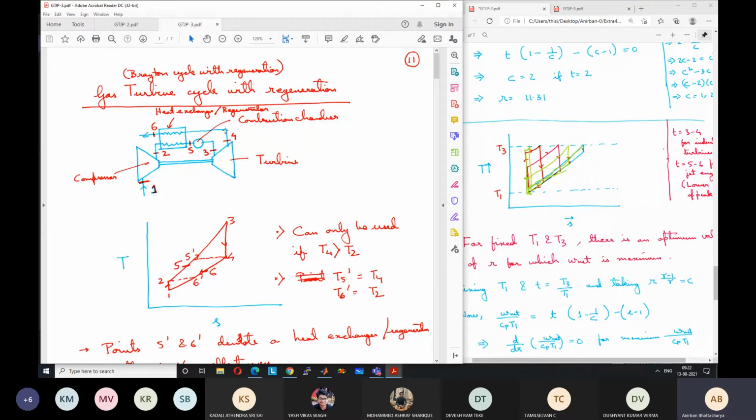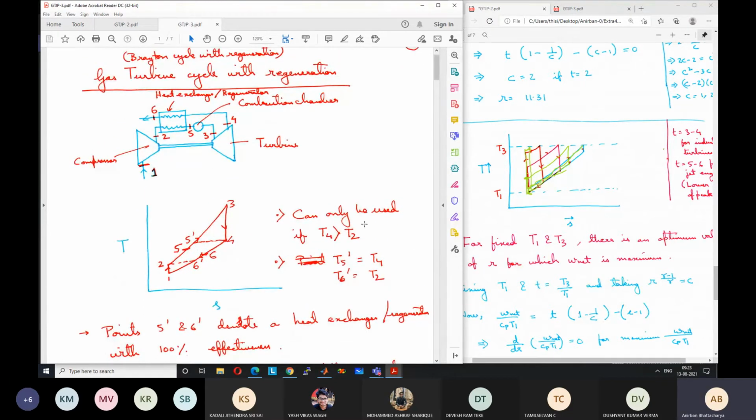the exhaust gases flow through the same heat exchanger, where they lose their energy for heating this air from 2 to 5. So the heat loss from 4 to 6 is equal to the heat gain from 2 to 5. We can write in terms of enthalpy, if we assume the same mass flow rate, H4 minus H6 is equal to H5 minus H2, or Cp(T4 minus T6) is equal to Cp(T5 minus T2), or T4 minus T6 is equal to T5 minus T2. This is based on the energy balance in the heat exchanger, if it is an ideal heat exchanger.